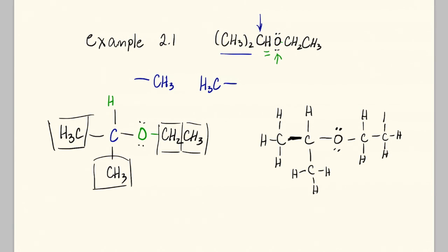So a Lewis structure must show all CH bonds, and a Lewis structure must show all lone pairs.